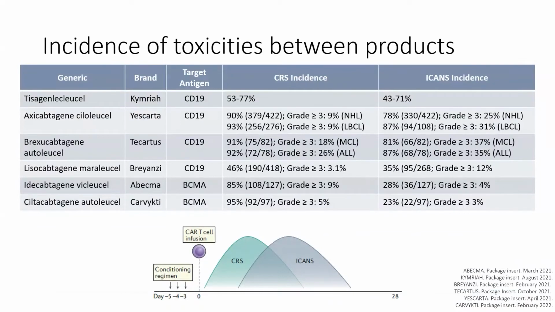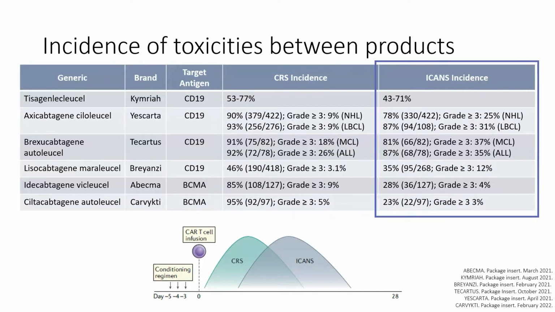So as I alluded to before, CRS and ICANS are fairly frequent toxicities of CAR T cell therapy. The incidence of CRS of any grade is anywhere from 46 to 95%, depending on the product and indication. There are a wide range of CRS rates reported with different CAR T products due to differences in grading scales used to assess CRS severity in the clinical trials. And we'll review this on a future slide as well. But it can also be because of differences in the CAR T cell design and the trial design itself. So it can be difficult to compare CRS incidence between products.